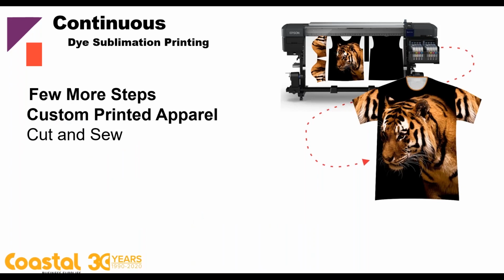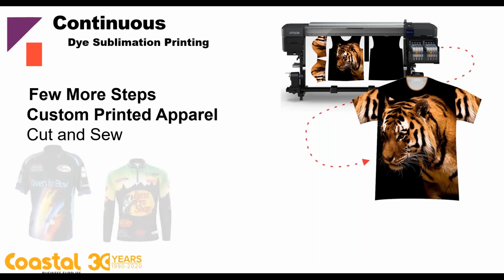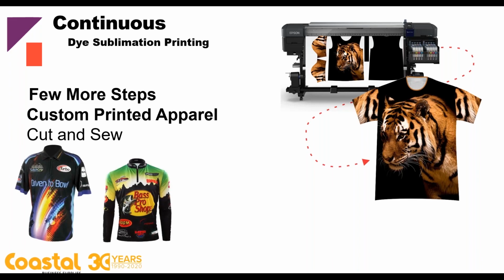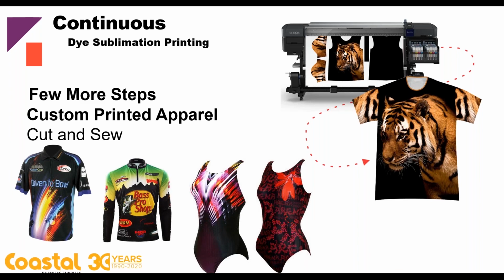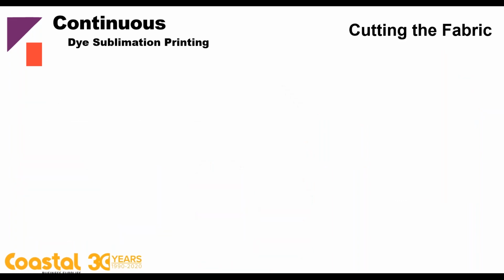Now, when it comes to cut and sew, there are a few more steps to taking your design from the printer to final production. And that would be actually cutting it out and sewing it. So if you are looking at doing these types of jerseys, or any type of sportswear custom apparel, you would do the cut and sew. So you're printing it and then you're pressing it onto the fabric. So you would eventually have to cut out your prints.